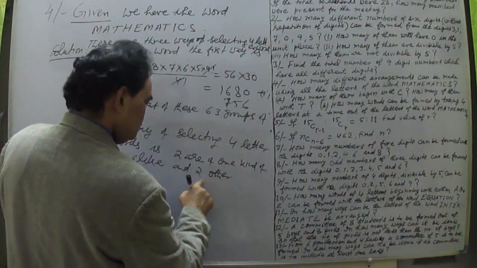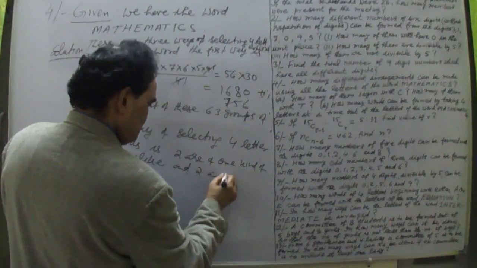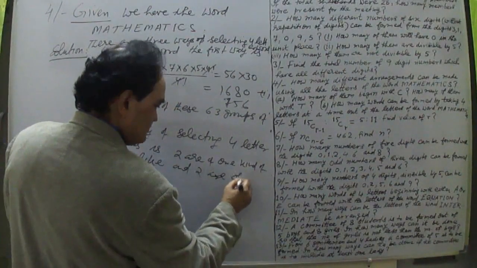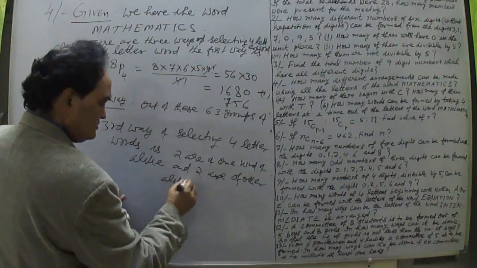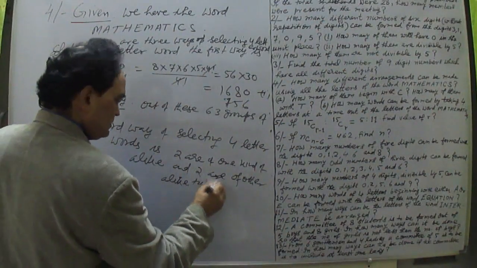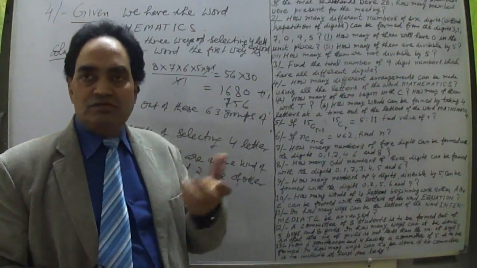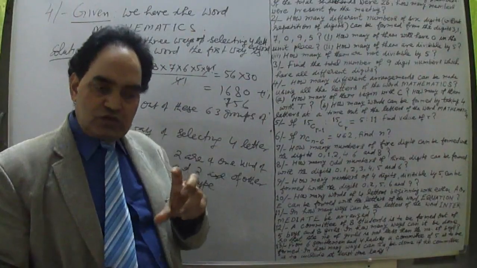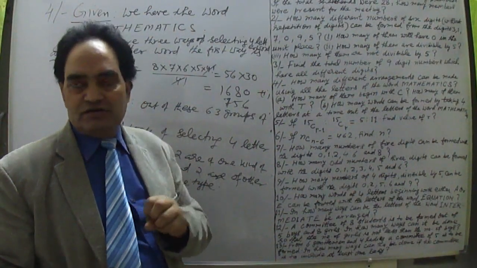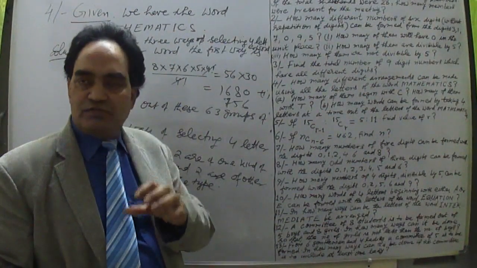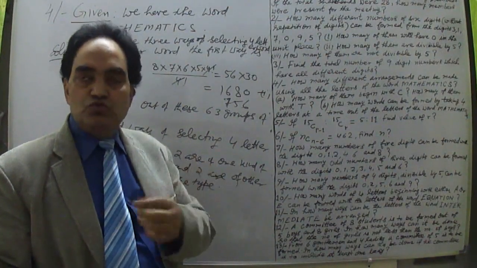Second, and 2 other, and 2 are of other alike type. What does it mean? For example, suppose AA, this is one type of selection. All the 4 are similar characters, but of 2 types, 2 pairs are selected of similar characters. Now these 2 pairs of similar characters can be selected out of 3 pairs of similar characters in 3C2 ways.